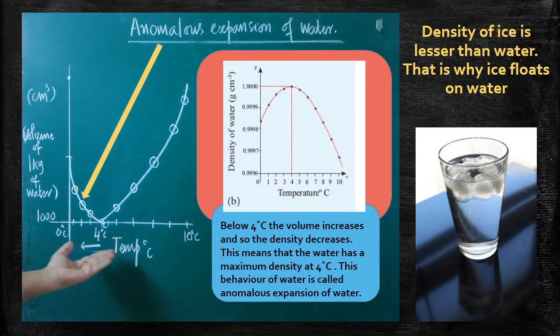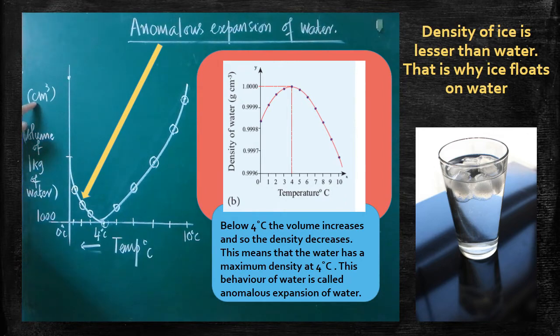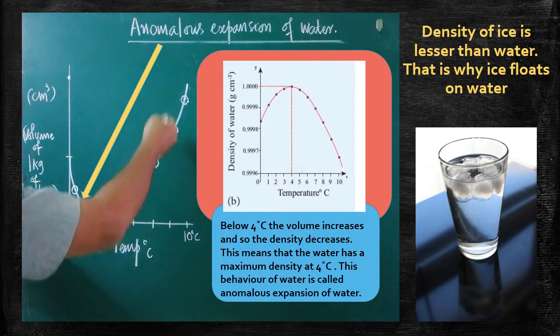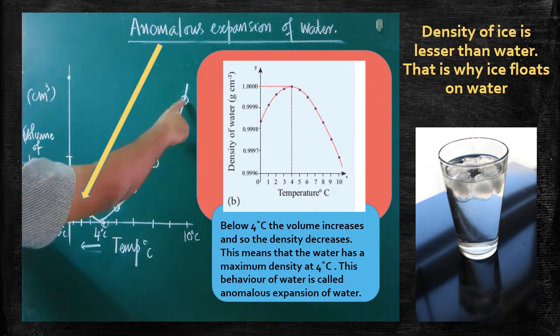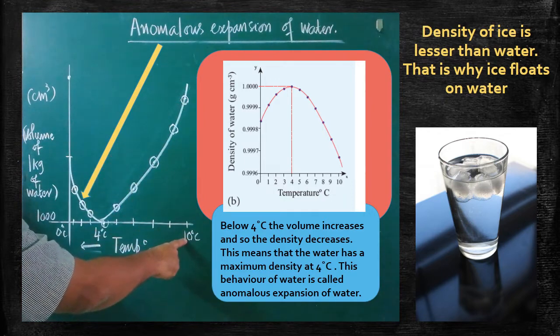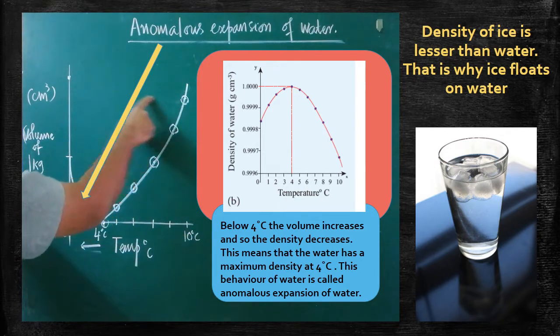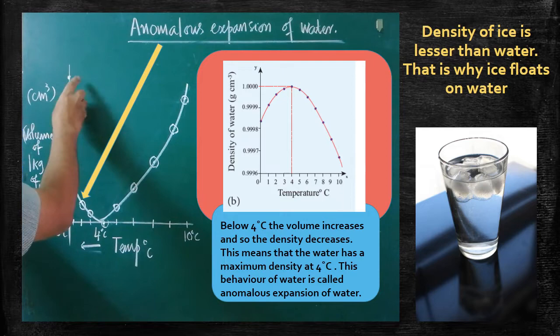On the x-axis the temperature is taken, and on the y-axis the volume of 1 kg of water is taken. The volume of 1 kg of water is measured in cubic centimeters. Here, first we are going to reduce the temperature of the water. Let us imagine the initial temperature of water is 10 degrees Celsius. When the initial temperature is 10 degrees Celsius, look at the volume. This is the corresponding volume.